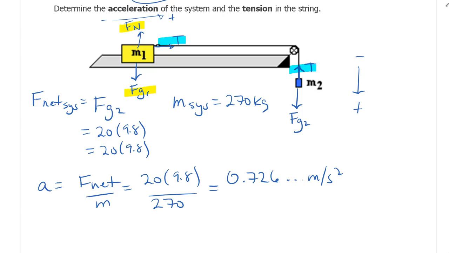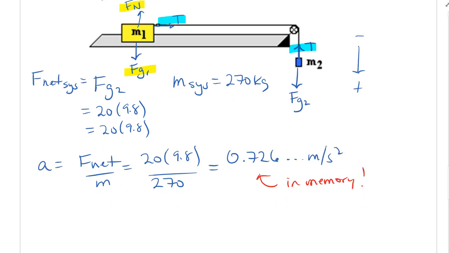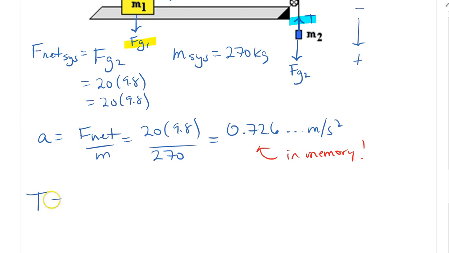Guess what I'm going to say? Yes, you got it. Put that in the memory because we're going to be using it again. Alright, now the second part is the tension. Just like before, we're going to look at one of the individual free body diagrams.